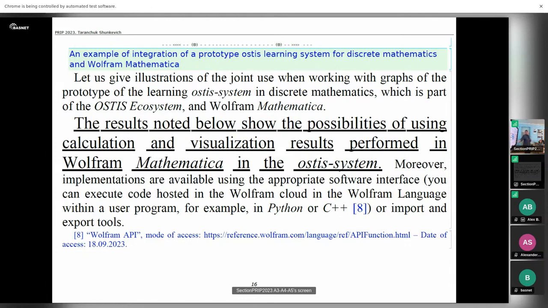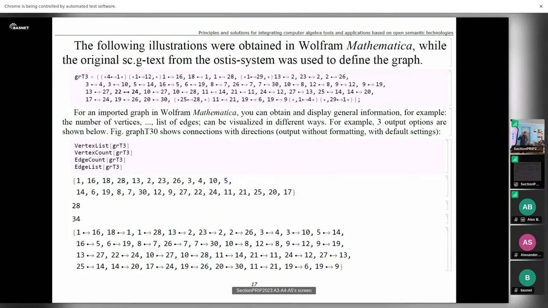For that, we use an appropriate software interface. In our article, there are necessary links for this interface. For now, we use C++. On the slide, we didn't show the graph in the form of the semantic system. We have drawn our graph and then translated it into the Wolfram Mathematica internal language.